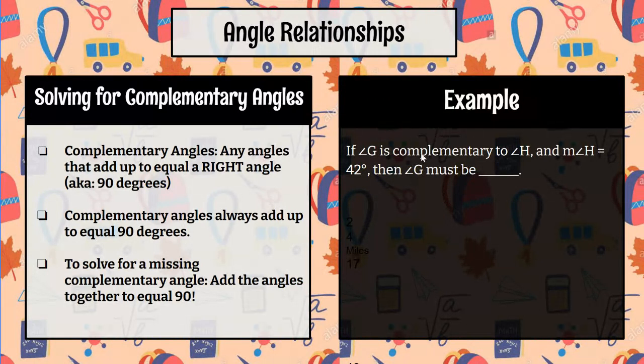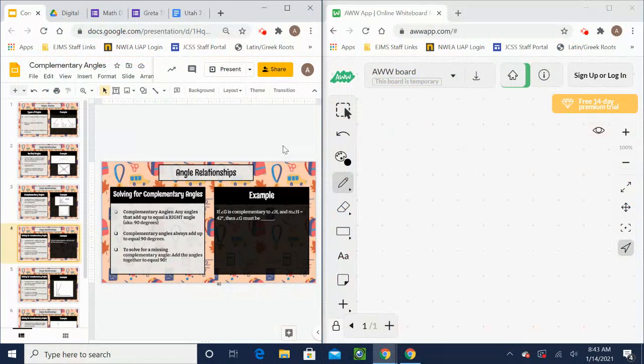Well, it tells me in this problem that they're complementary, so I'm going to follow my steps. My steps are in this last bullet. Add the angles together to equal 90 degrees. Angle G, I don't know it, so I'm going to use a variable to represent it. I'm just going to put G because that's the letter it gives me. I'm adding them together, and it gives me the other angle, angle H, so that's 42. So I can do G plus 42 equals, and guess what, you guys? They're complementary. So when I write that equal sign, I am going to have them equal 90 degrees.